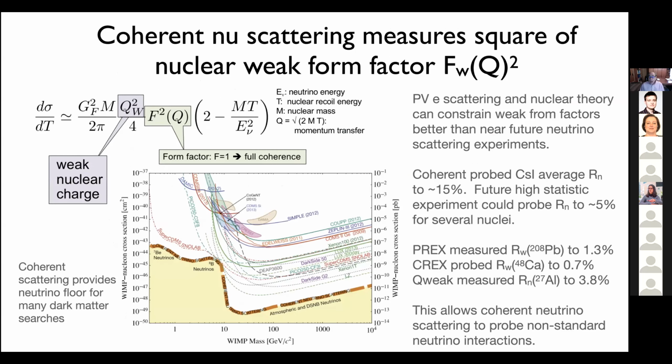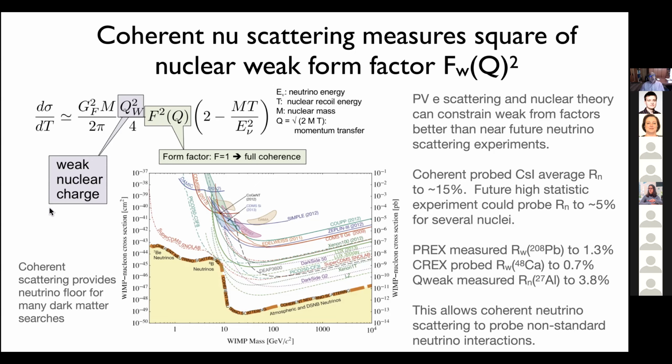Another area motivating parity violating experiments is coherent neutrino scattering. Neutrino nucleus elastic scattering depends on the square of the weak charge of a nucleus, so the cross section is very big, and it depends on the square of the weak form factor. So the parity violation measures the weak form factor itself. The neutrino scattering measures the square of the weak form factor.